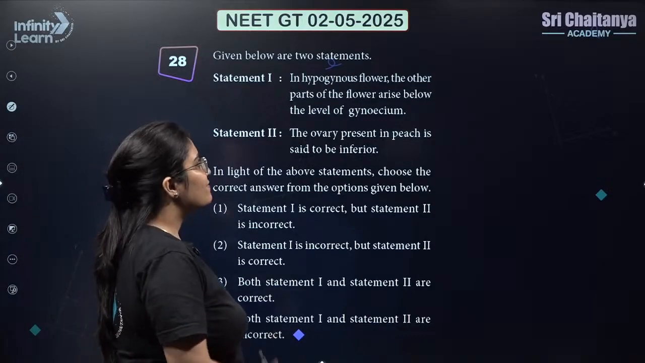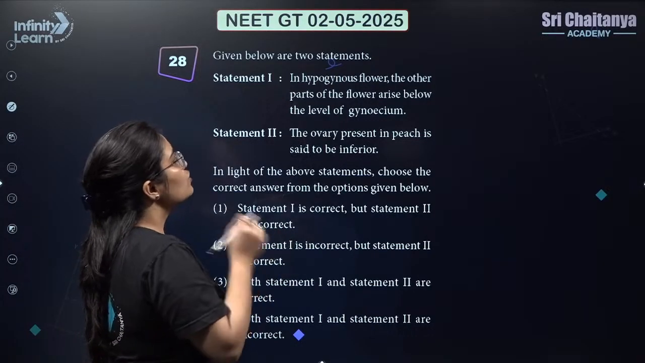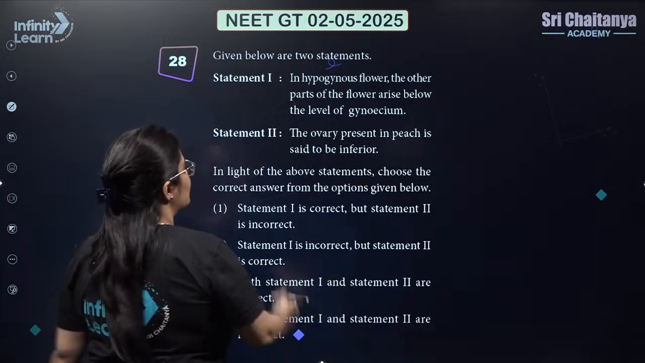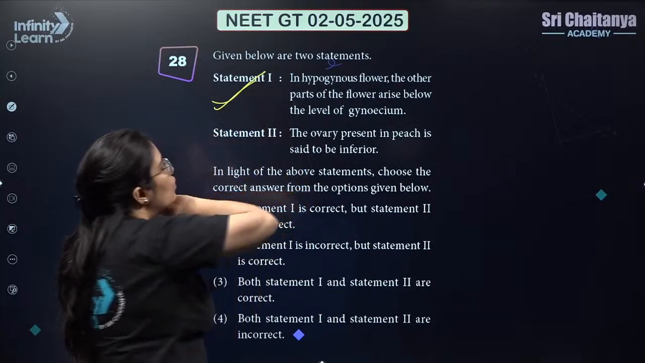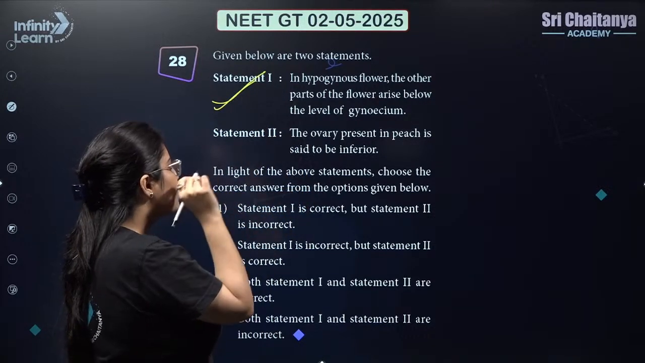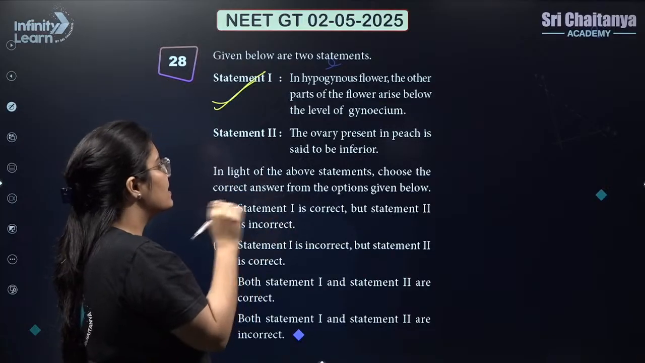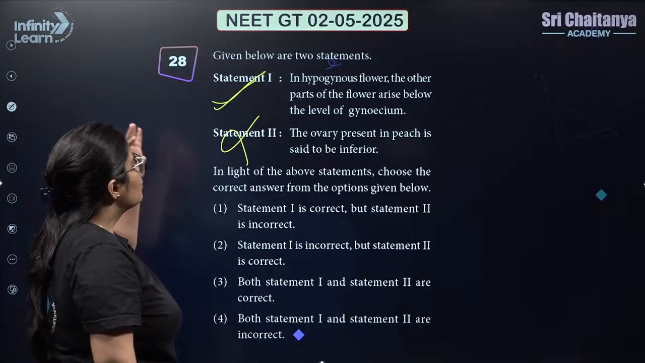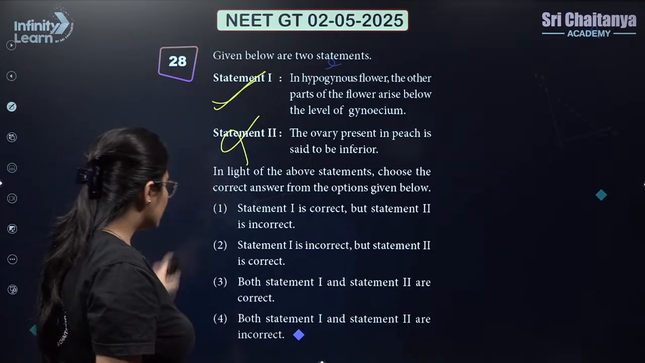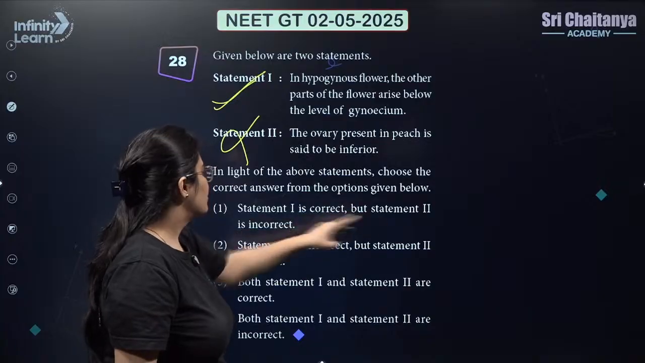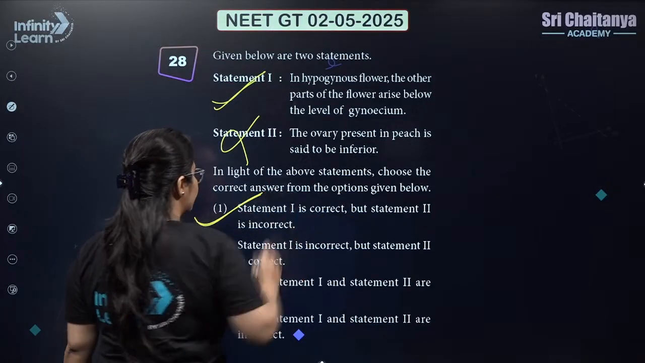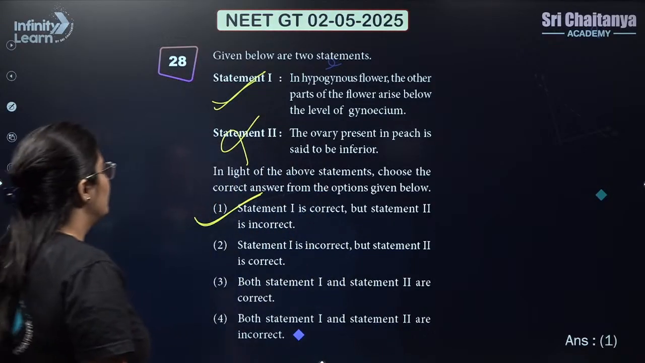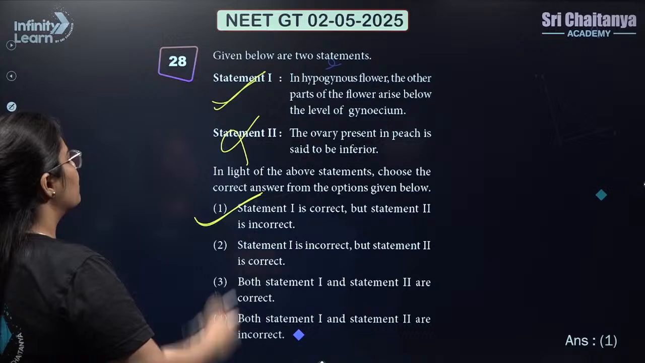In a hypogynous flower, the other parts of the flower arise below the level of the gynoecium. Yes, that's how we define a hypogynous flower. The ovary which is present in peach is said to be inferior. No, it is half inferior. Plum, peach and rose have a half inferior ovary. So statement 1 is correct, but statement 2 is incorrect. So 1 should be your right answer.